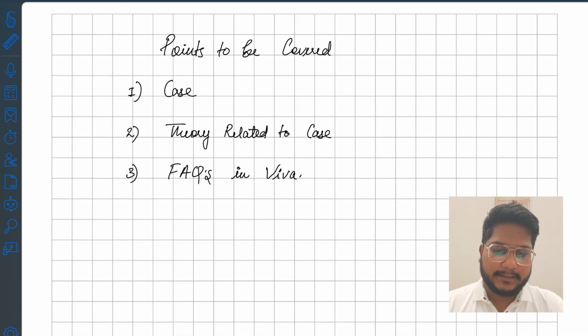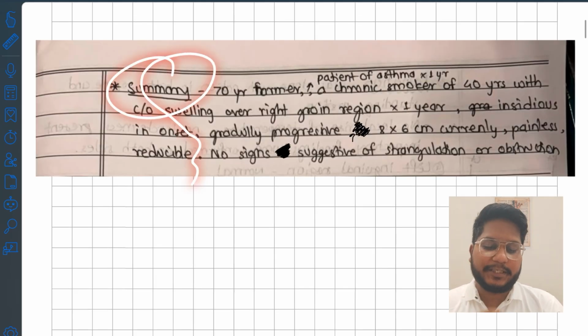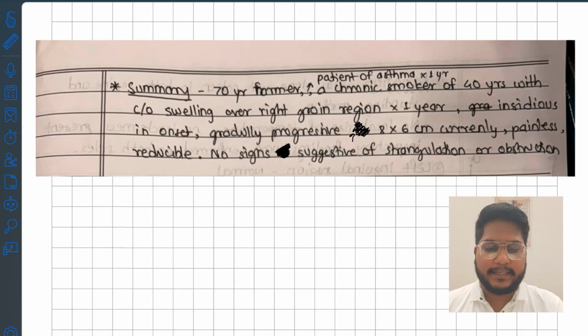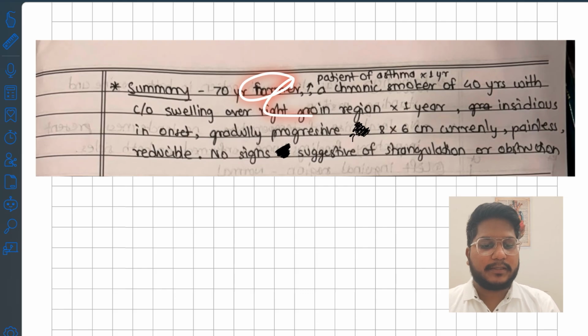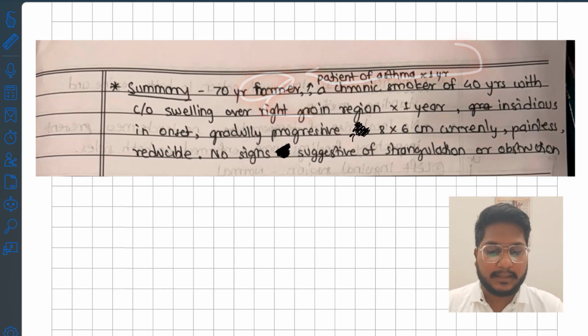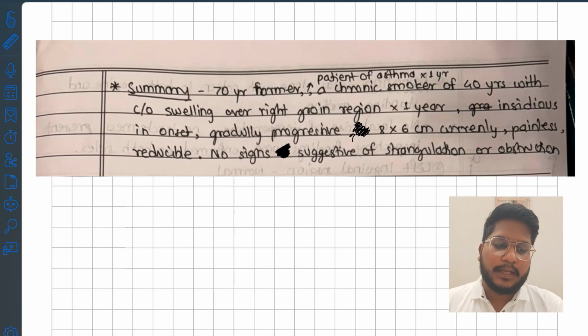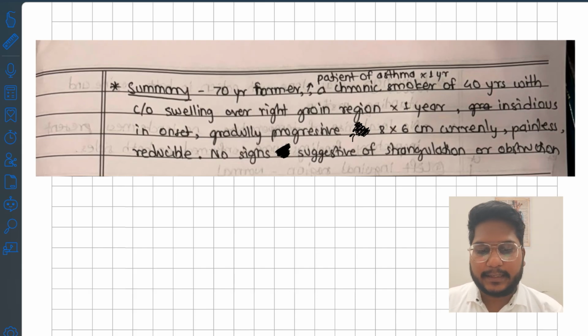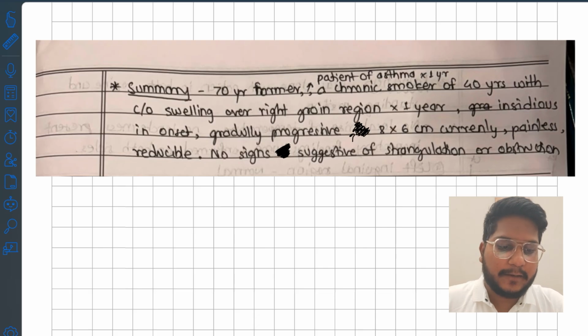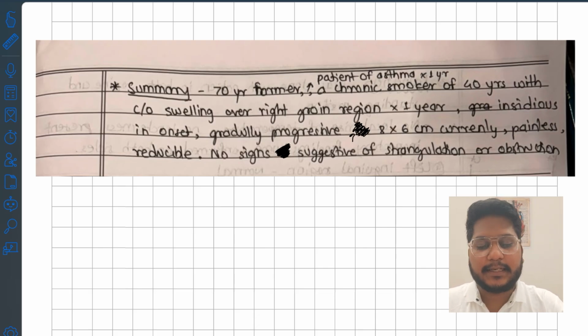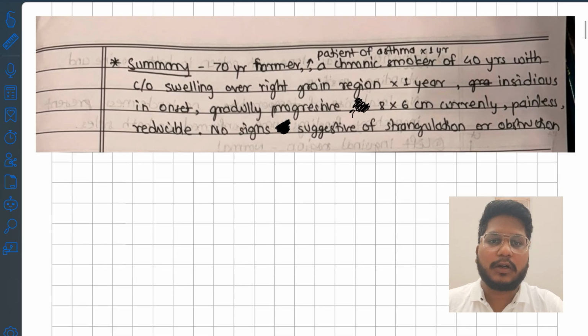So basically here it starts. We are directly jumping on to the summary. My patient name is XYZ, and he is a 70-year-old farmer by occupation and a patient of asthma since 1 year, and he is a chronic smoker since 40 years with chief complaints of swelling over right groin region since 1 year, which is insidious in onset and gradually progressive. The swelling was measuring 8 into 6 centimeter currently, and is painless and reducible in nature, and there are no signs suggestive of any strangulation or obstruction.